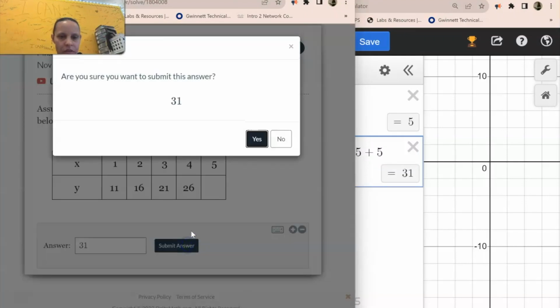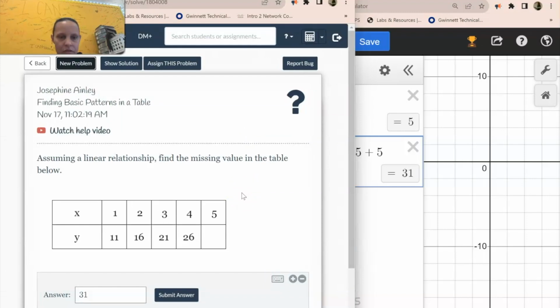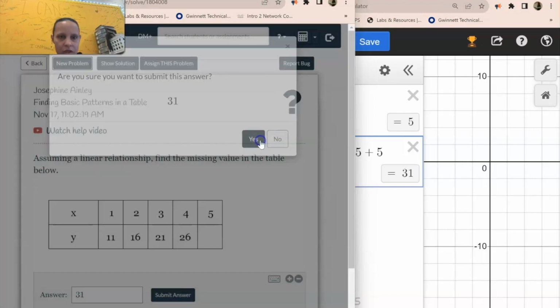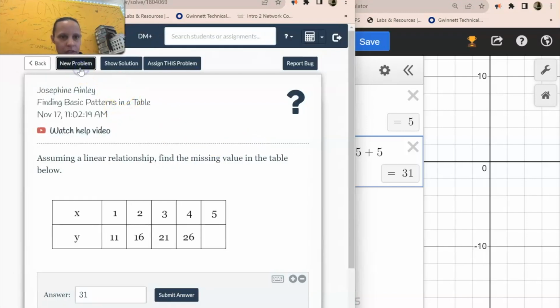Submit. Okay. Don't know why it's not submitting, but that's fine. So we're going to go over to a new problem.